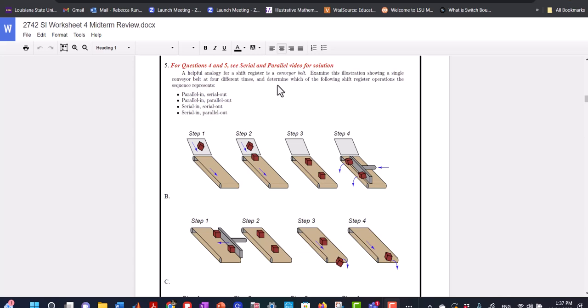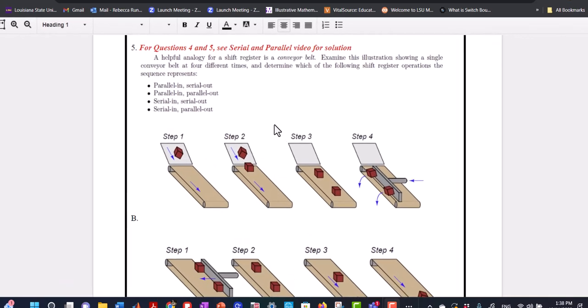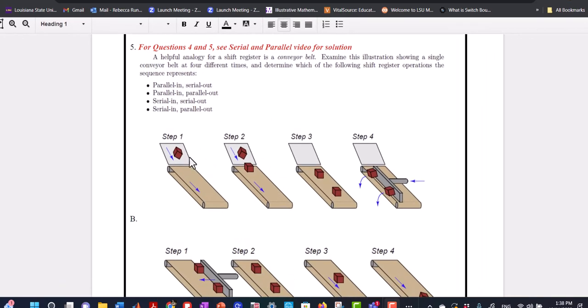What does that mean? Okay, so serial means you're doing one at a time. Parallel means you're doing them all at once. So it's serial in because I'm putting one in at a time, and it's parallel out because I'm pushing them both out at the same time.